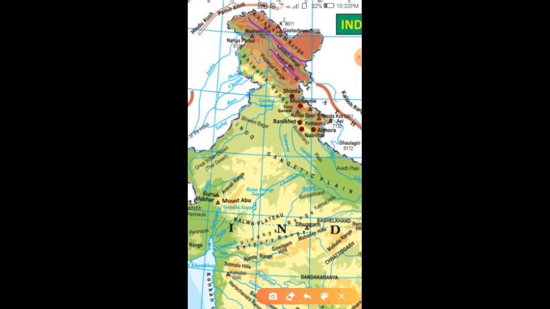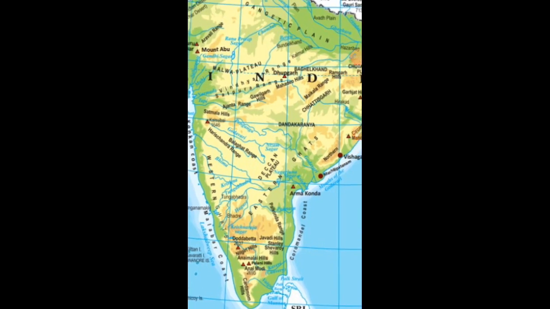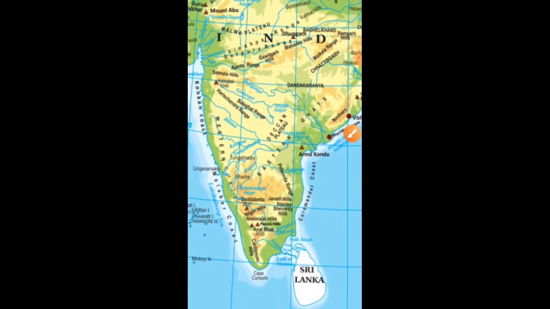Next is the Aravalli, which acts as a boundary between the Great Indian Desert and the Peninsular Plateau. The next important place in the map is the Western Ghats. So here it is the Western Ghats, and in the opposite direction, in the opposite place, it is the Eastern Ghats.